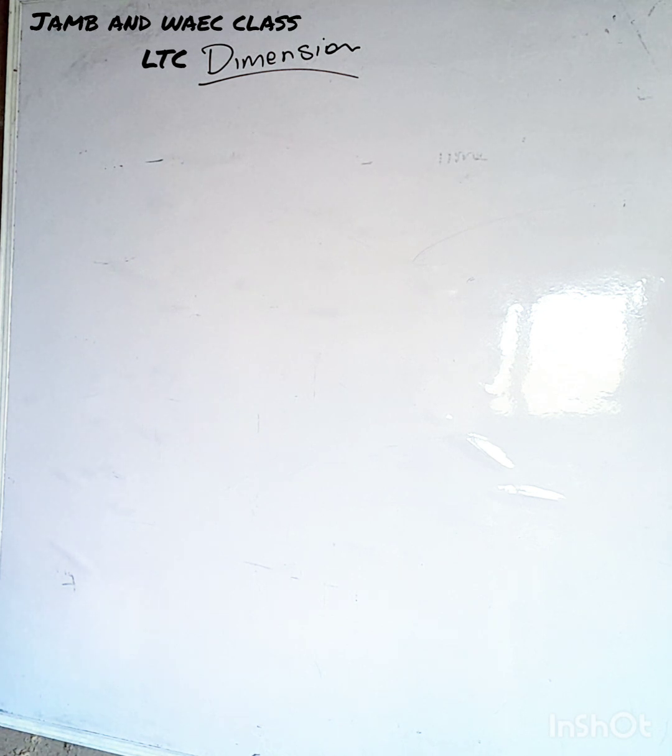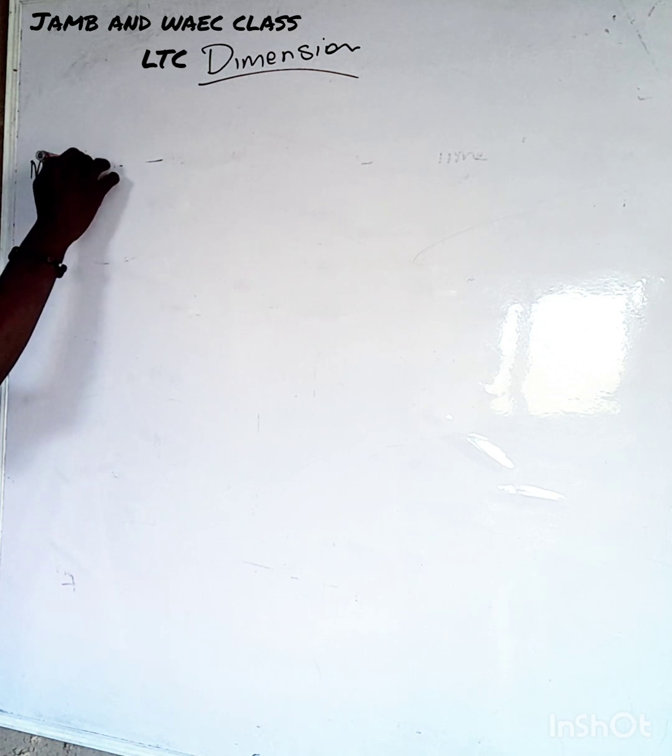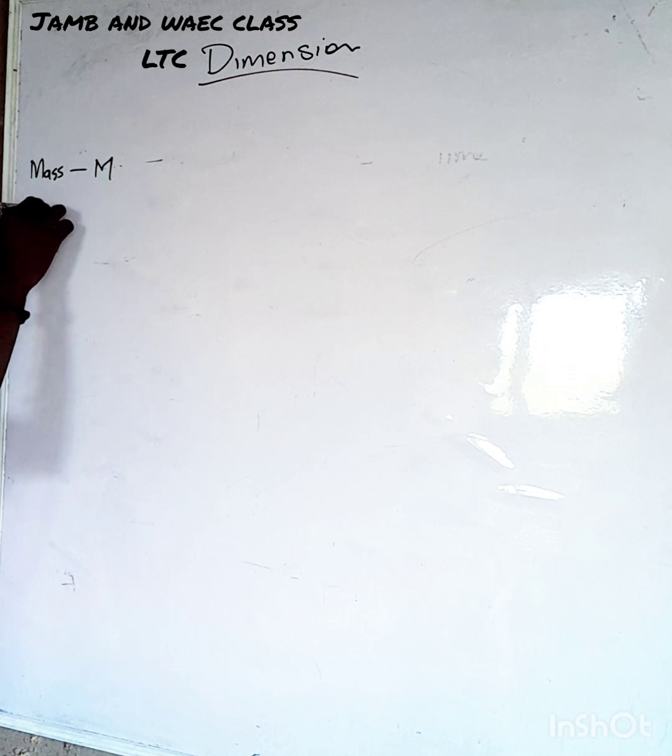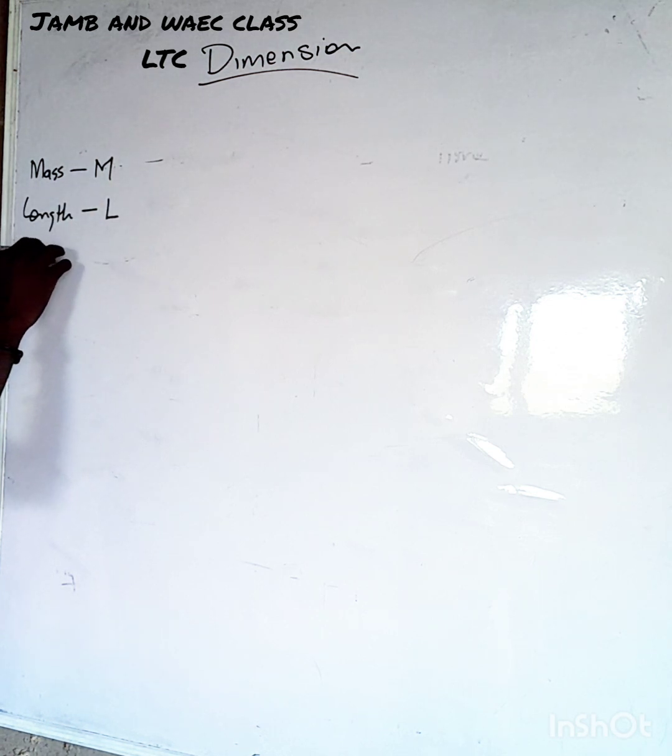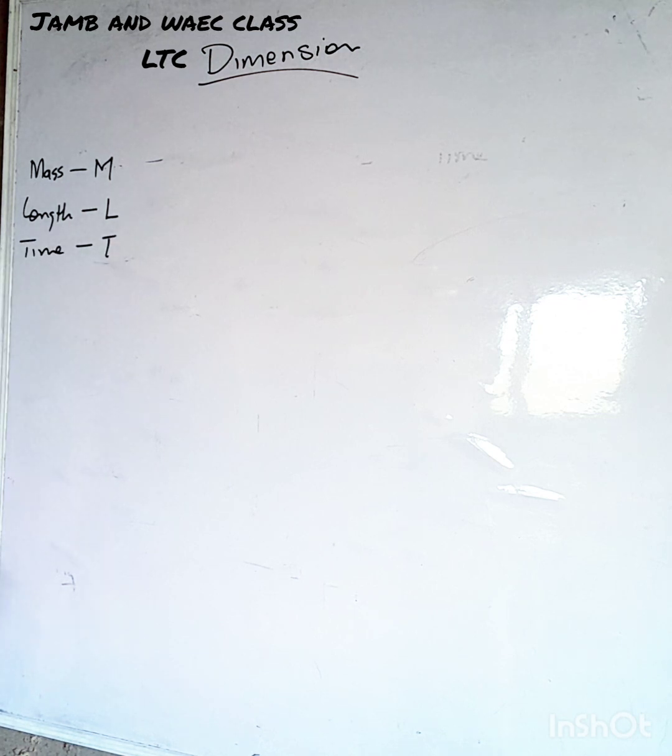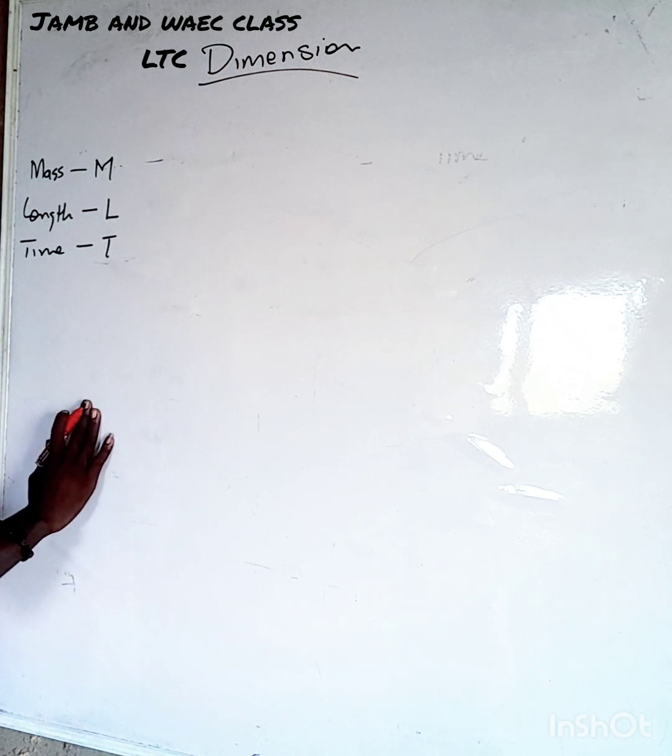So, related to the dimension, I said the dimension of mass is what? M. The dimension of length is what? L. The dimension of time is what? T. So, if you are to solve any problem related to given physical quantities, here we go.